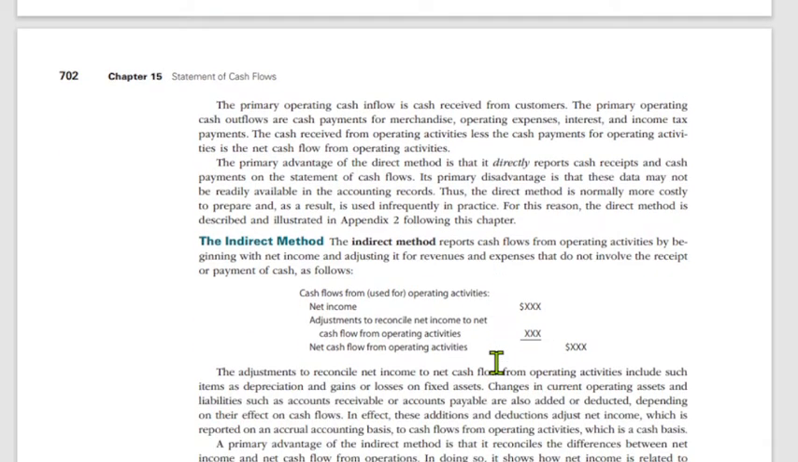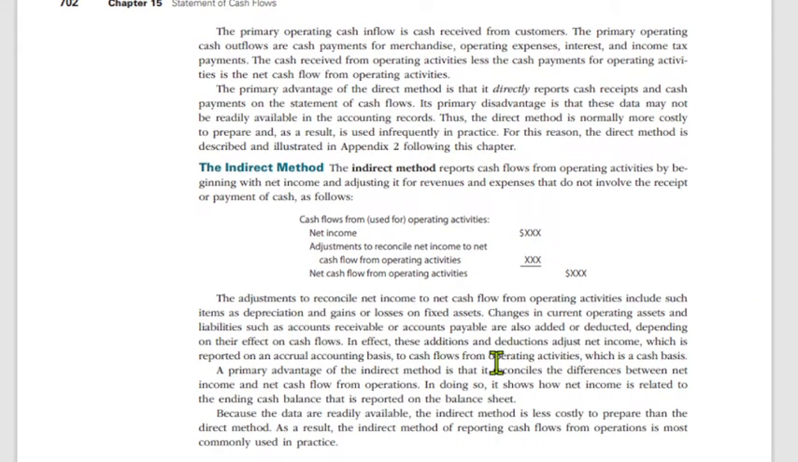Under the indirect method, kaya siya indirect is parang baliktad kasi yung pag-compute. Kumbaga parang nag-i-squeeze ka ng item. Ginagamit natin as the beginning item, kumbaga the starting point, the net income. The net income, then we have to add or deduct all adjustments to reconcile the net income to the net cash flow from operating activities. Okay.